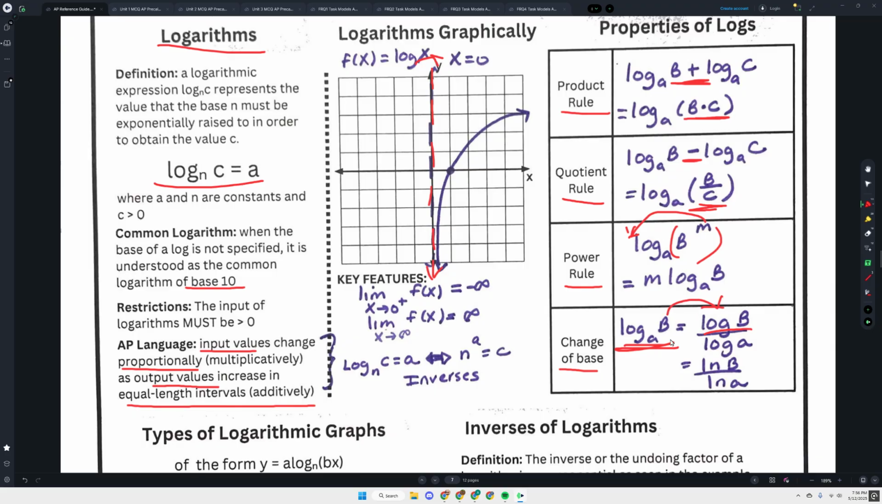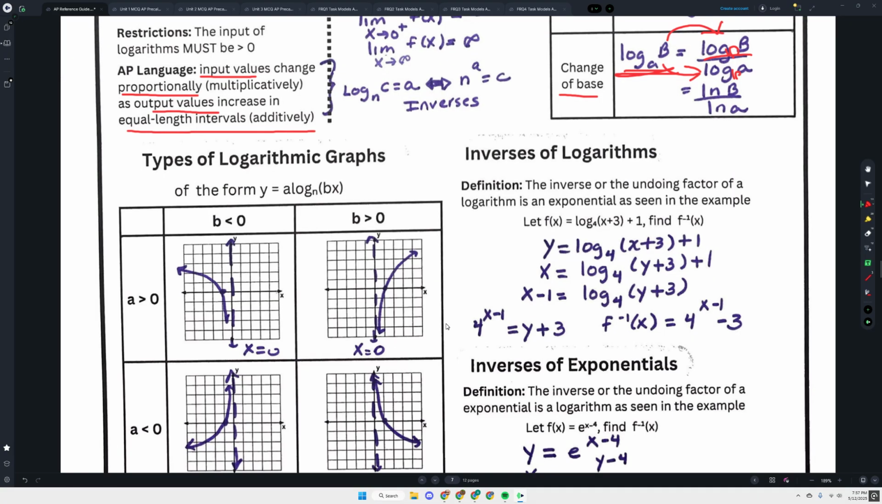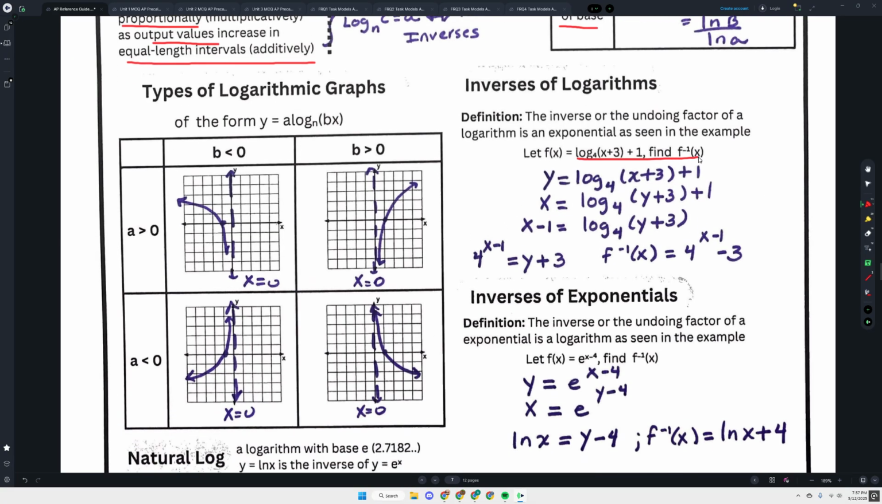So your top number goes here and your bottom number goes here. And you can choose the base. You can choose 10, you can choose 2, whichever one helps you simplify it the most. The inverse of logs is pretty much just switching x and y. And that's that. When do you use change of base?